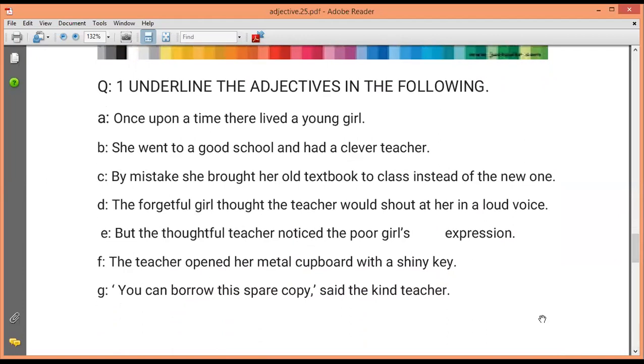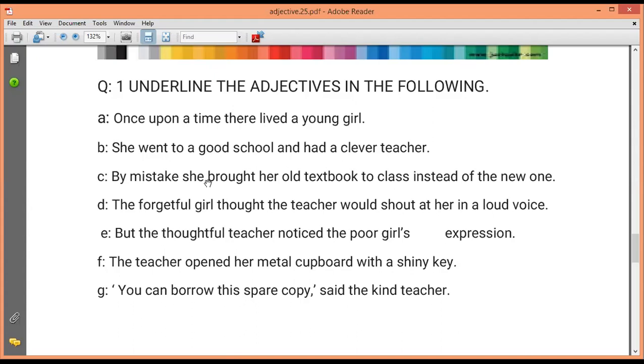Once upon a time, there lived a young girl. When you have to find out an adjective in a sentence, then you have to look for a noun. Here the noun is a girl. Which adjective is used for the girl? Young. You have to underline young. She went to a good school and had a clever teacher. Here the nouns are school and a teacher. Good is describing school and clever is describing a teacher. Good and clever. They are adjectives.